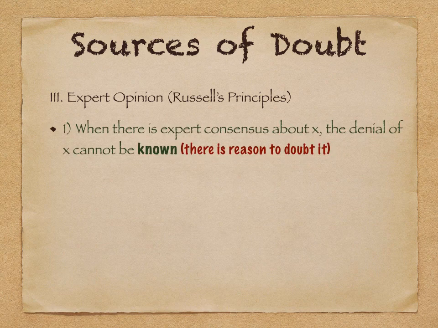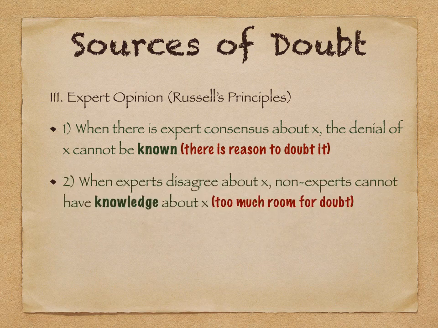One, when there is expert consensus about X, then the denial of X cannot be known. The point here is that expert opinion provides strong reason to believe something, and thus a strong reason to doubt the contradictory conclusion. Two, when experts disagree about X, non-experts cannot have knowledge about X. If the experts can't sort out what is going on, then neither can the layperson. No matter what you believe about X, you as a layperson have strong reason to doubt what you believe.